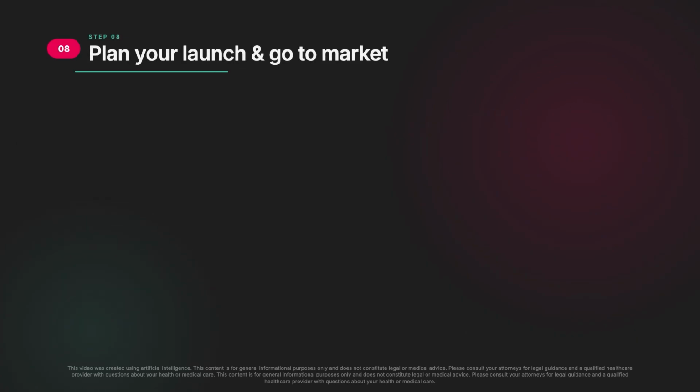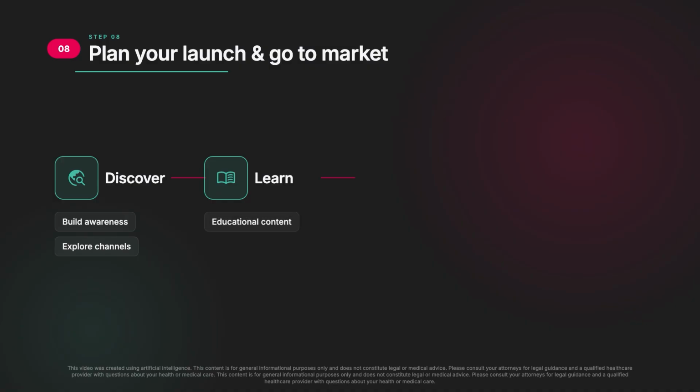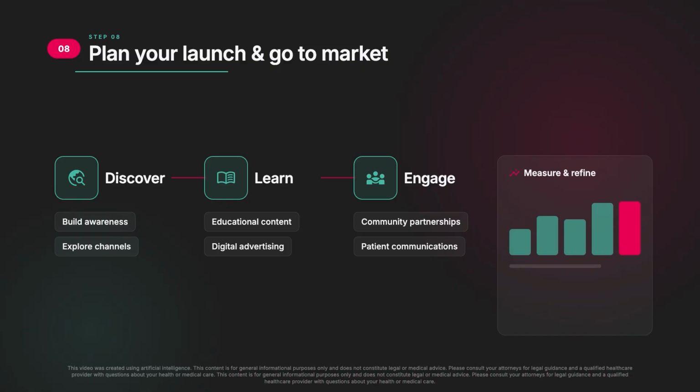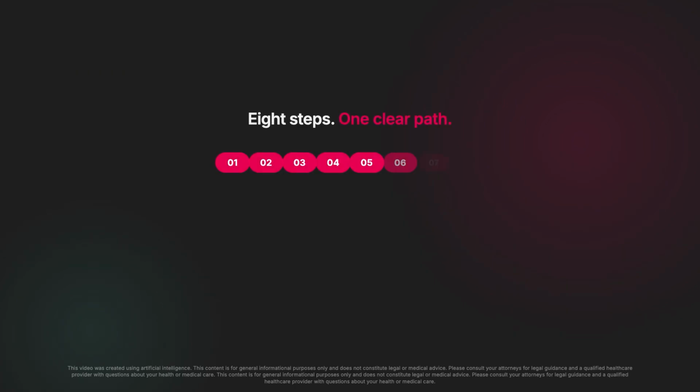Step 8. Plan your launch and go to market. Consider how potential patients will discover your clinic, learn about your services, and stay engaged over time. Many longevity clinics use a combination of educational content, digital advertising, community partnerships, and patient communications to build awareness and connect with their target audience. As your program grows, continue evaluating which channels and messages are most effective for reaching the people you want to serve. That's how to start a longevity clinic.